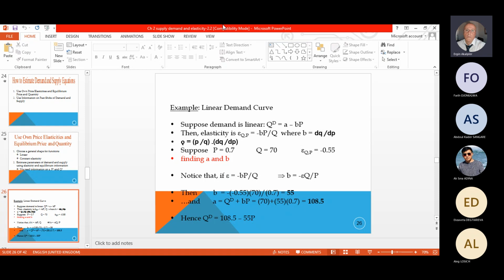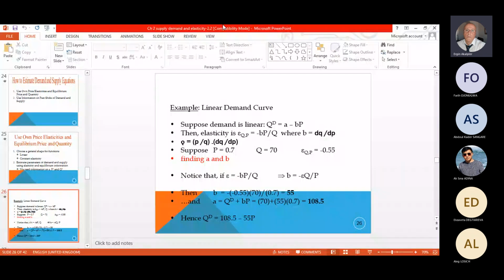And for A, you rewrite the equation by adding BP to the other side of the equation, Q plus BP, which gives you A. Then you put all this together to find A. A is Q, 70, plus 55, which is B, times 0.7, the initial price. Then you will have A, which is 108.5. Then the equation will be estimated.